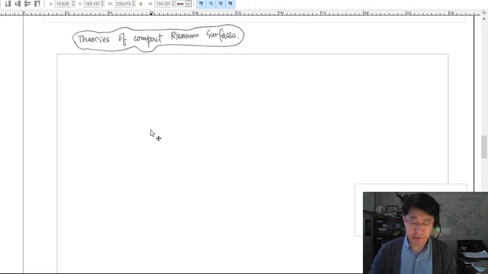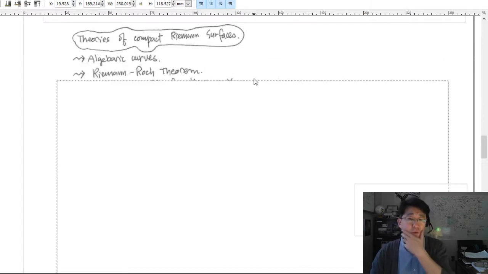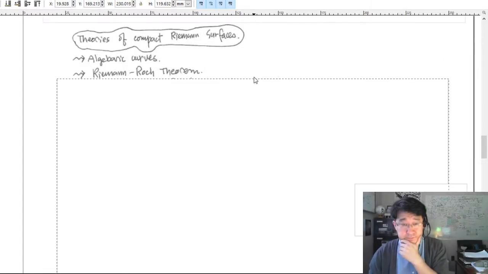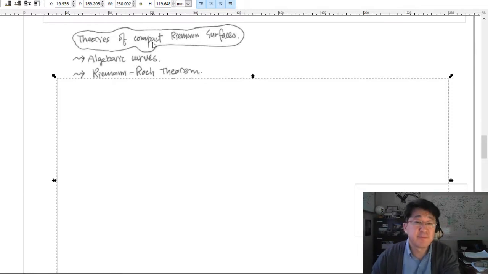So let's review what those are. There's something called the Riemann-Roch theorem. That's what I have in mind. So what is this Riemann-Roch theorem? That's the central theorem of the theory of compact Riemann surfaces.